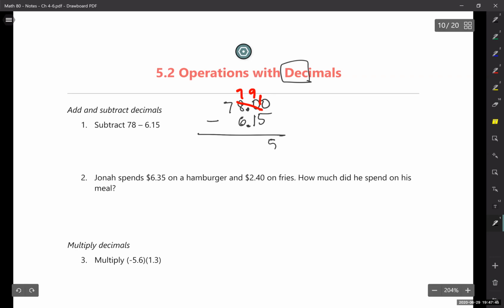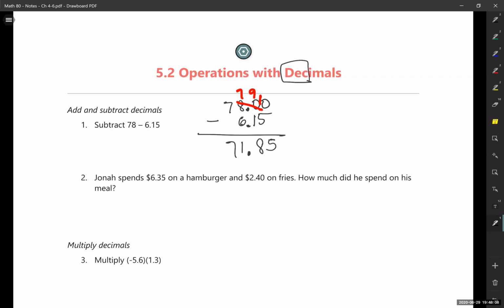10 minus 5, 9 minus 1, 7 minus 6, and then bring down that 7. Oh, that is not 7 minus 6. There we go. Let me fill in a 1 right there. Okay, so the only other thing I have to do, since I lined up those decimals so nicely, is I just put the decimal straight down. And that's it. So let's try this again.